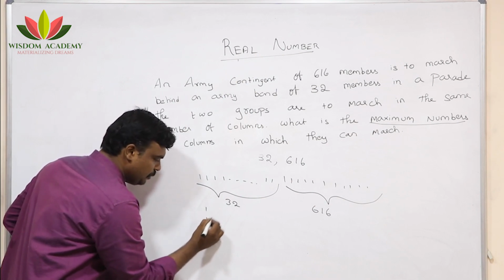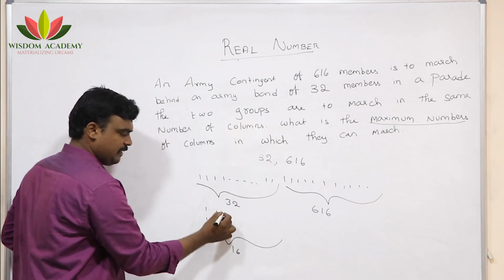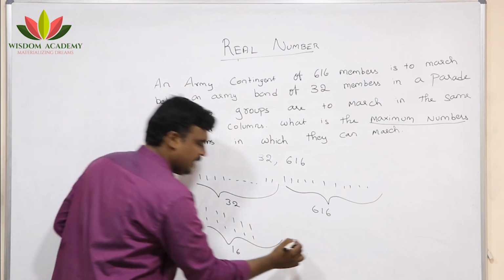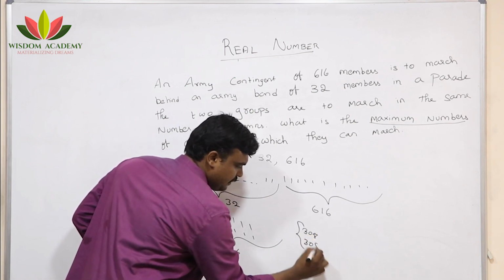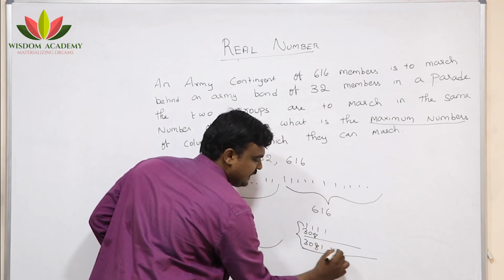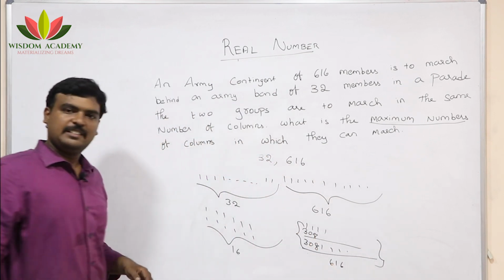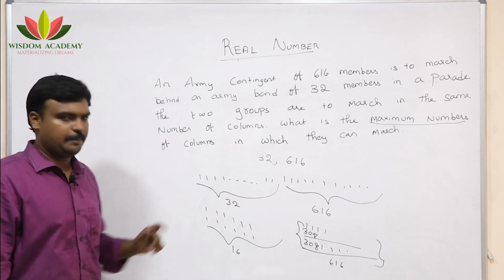If I make it 2, see, 16 rows will be filled, and here 308, 308 will be filled, right? So 308 people will be standing like this. So 616 people will be filled. Yeah. So now also no remainder. But 2 is not the maximum, we can't say that.